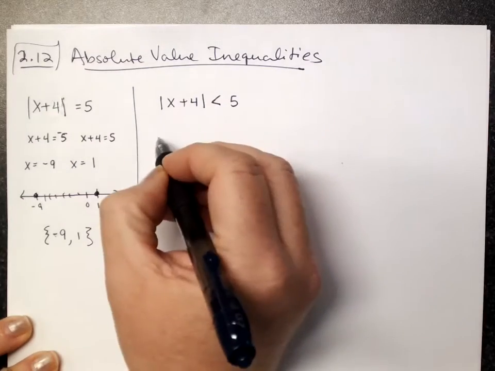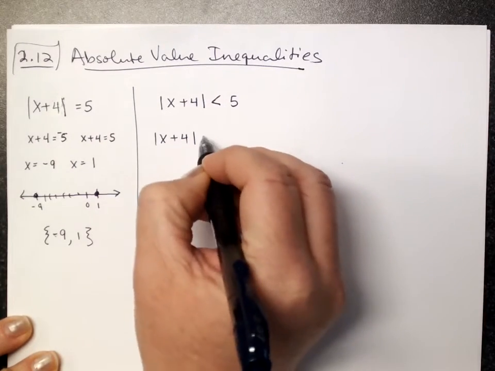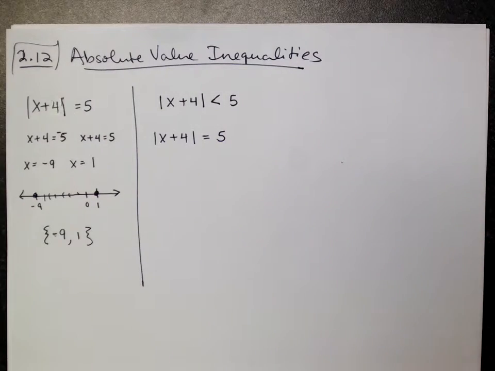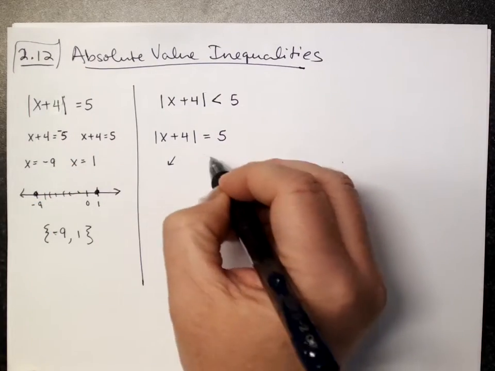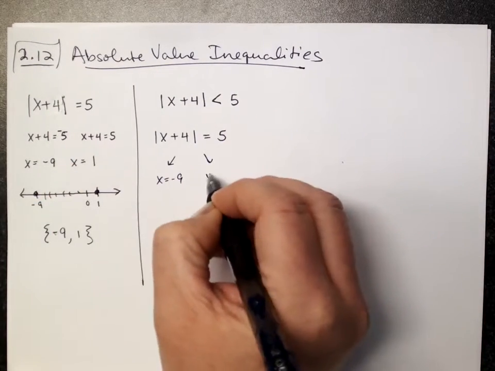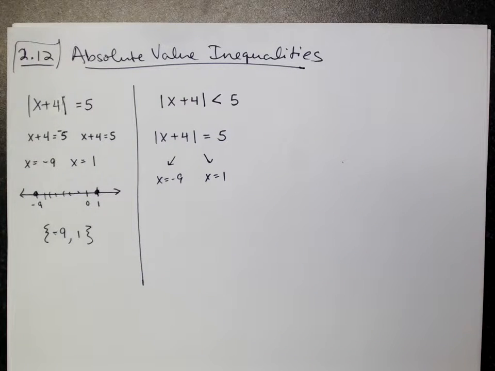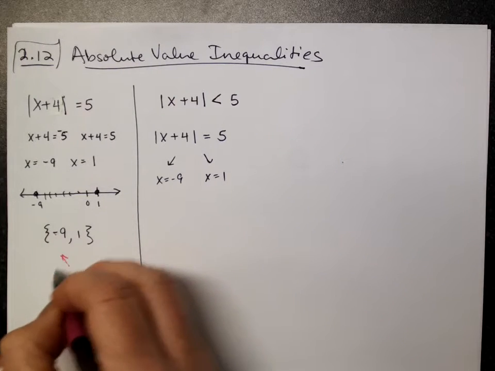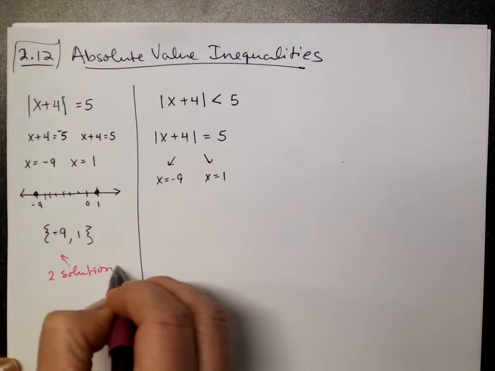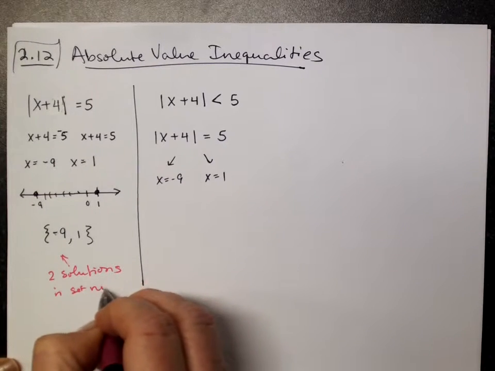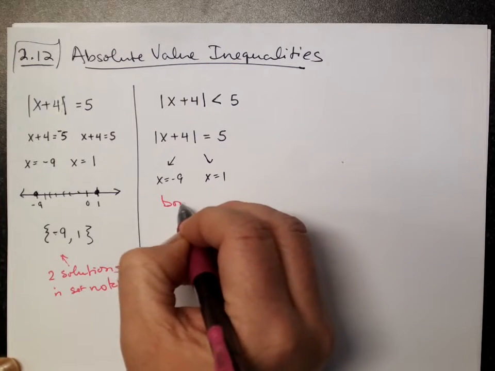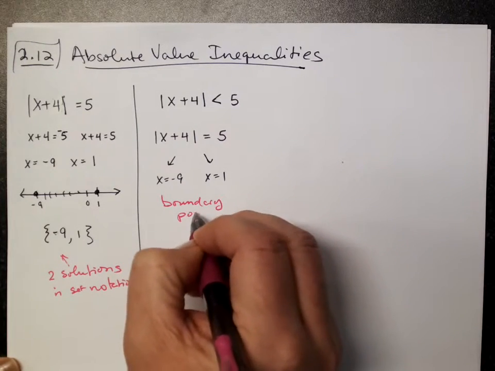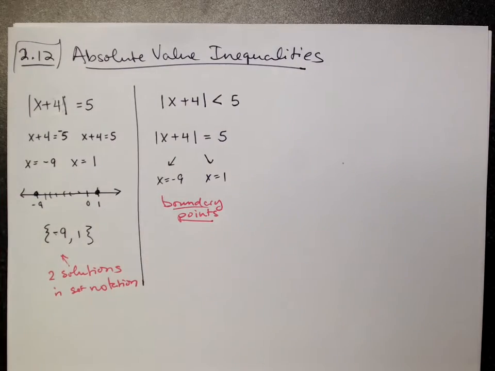So take your linear inequality and just write it as an equation, because you already know how to solve an absolute value equation. And that's going to give you your boundary points. So, of course, we solve it just like we did here already. And we got x = -9 and x = 1. Now those right there are, again, not the solutions. This is two solutions; those are the actual solutions, and we put them in set notation. These are not the solutions. Rather, these are the boundary points of the solution.